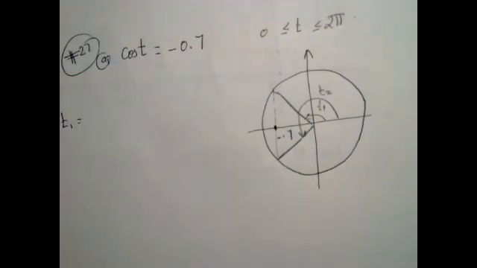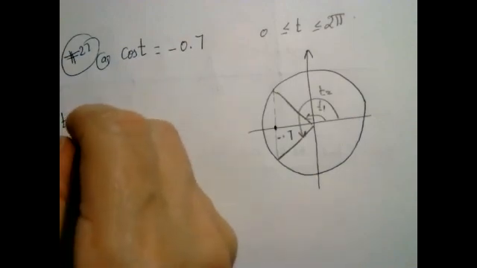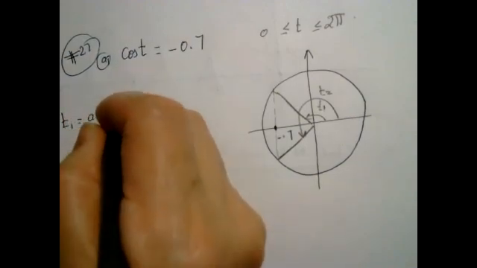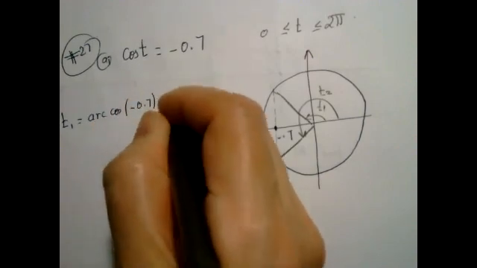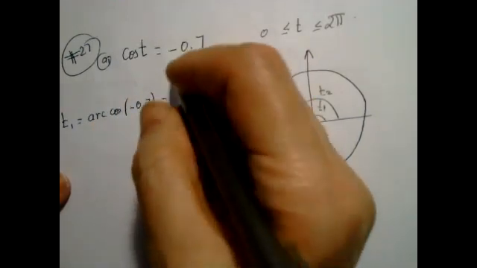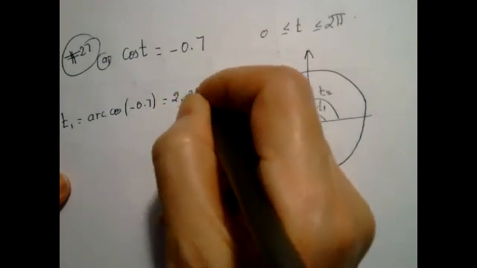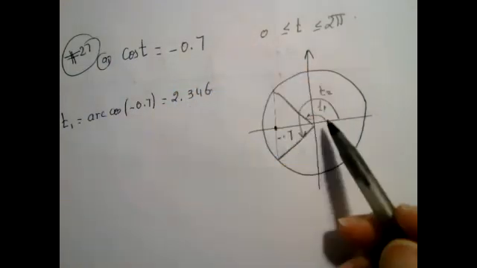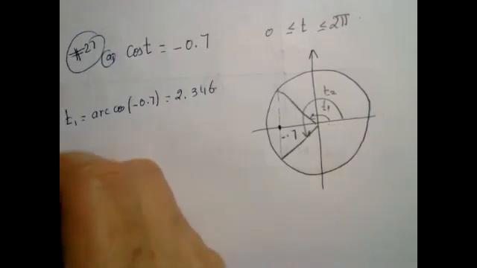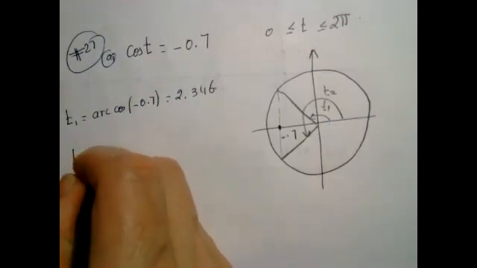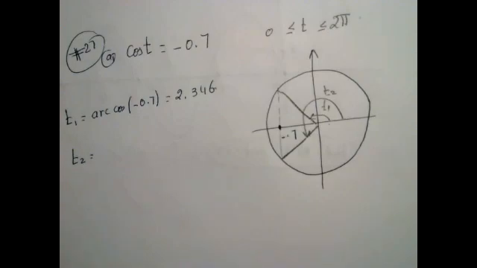Jaden, you proceed. For T1, I got 2.346. And to get that, I took the cosine inverse of negative 0.7. Very good. And how much did you get? I will copy yours, 2.346. Very good. So that's how you get the T1, basically, that's the arc cosine. The T2, this is the one where you have to use the unit circle. So what is the T2?